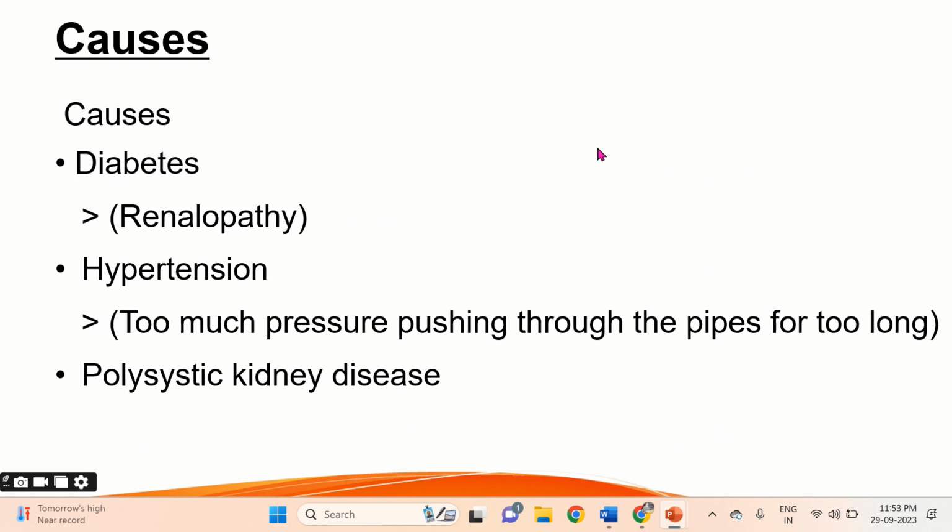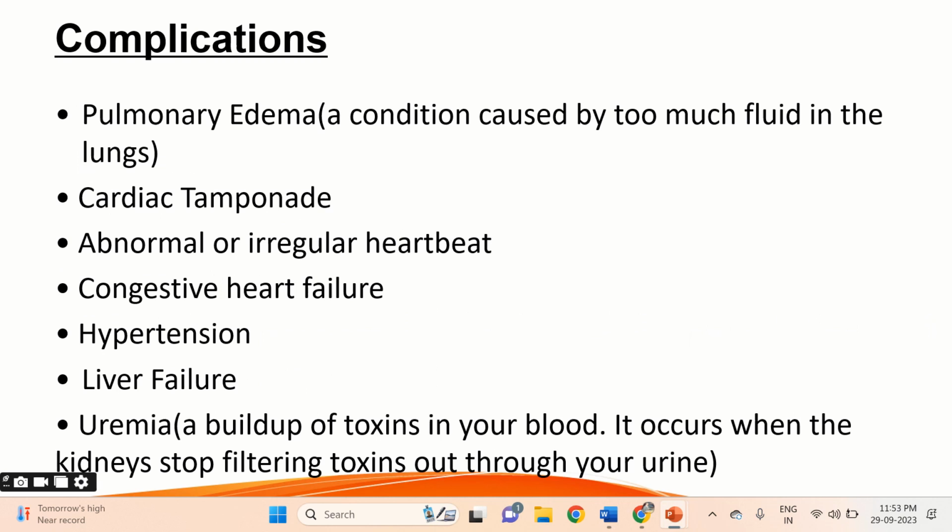The causes are diabetes, known as nephropathy, hypertension, too much pressure pushing through the pipes for too long, and polycystic kidney disease.